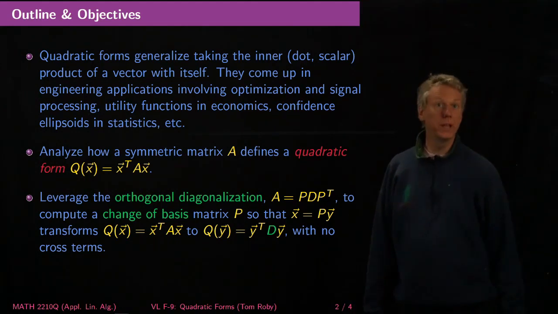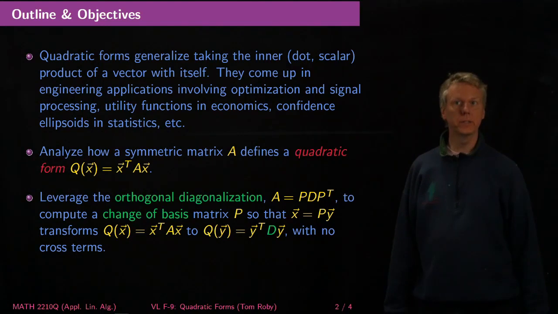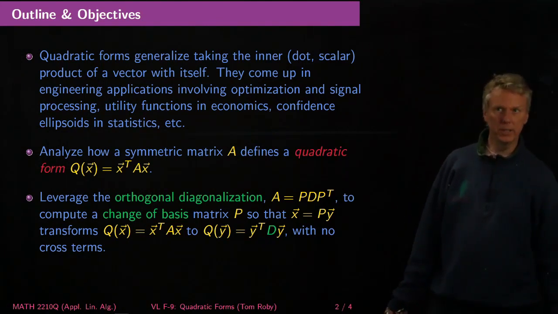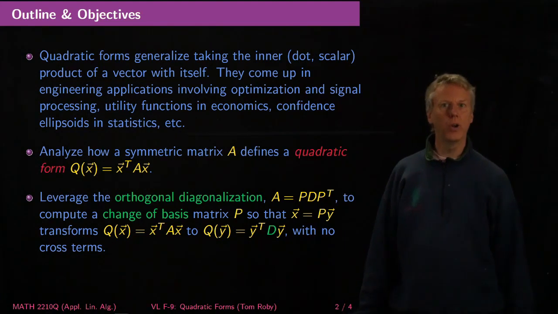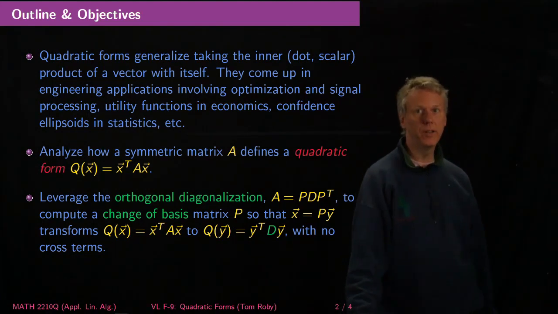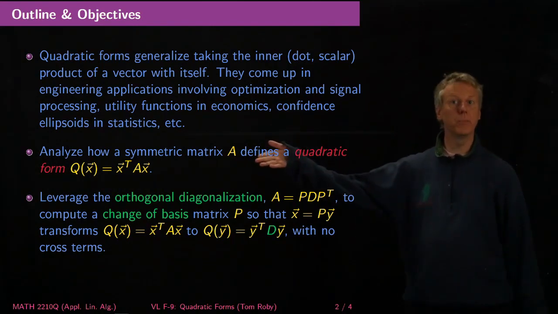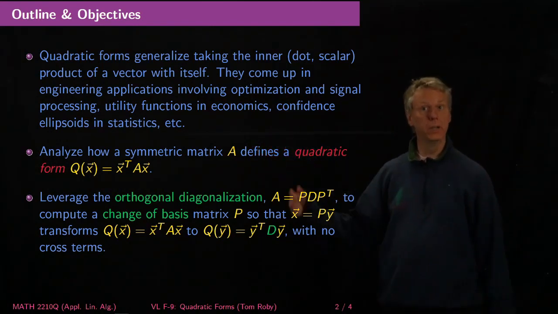Quadratic forms generalize things like taking inner products of a vector with itself, and they come up in engineering applications involving optimization, signal processing, utility functions in economics, confidence ellipsoids in statistics, a variety of places that are actually real-life applications. So our goals are to analyze how a symmetric matrix A defines a quadratic form, and we'll actually define it that way.